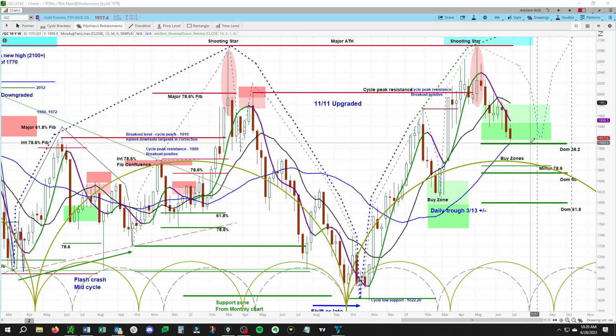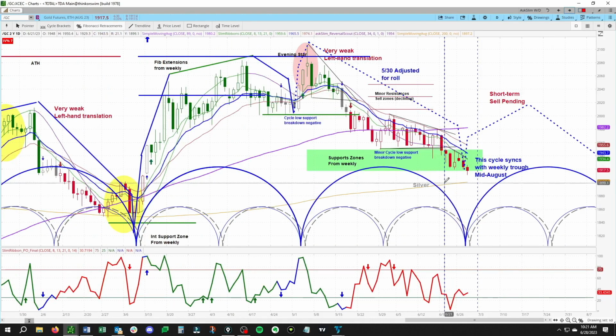We have a zone here from around 1909 to 1850. That's likely where this ends up holding here, but we are not likely done on the downside quite yet. But let me show you what's going on here in the short term, because it is quite relevant.